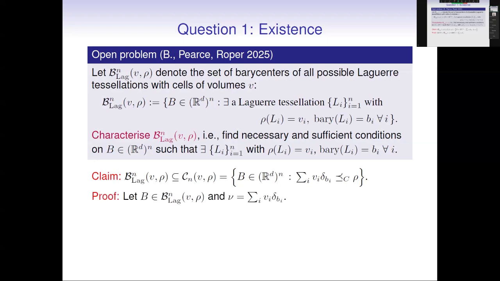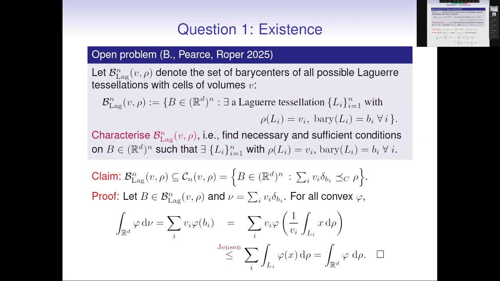Maybe this is just worth seeing. So take a point in B_n^lag and take this discrete probability measure. And we want to show that nu is in convex order with rho. And so you take a convex test function, and we have to compute the integral of phi against nu. We want to show it's less than or equal to the integral of phi against rho. And so nu is a discrete measure. So if we integrate phi against nu, it's just the sum of v_i phi of b_i.